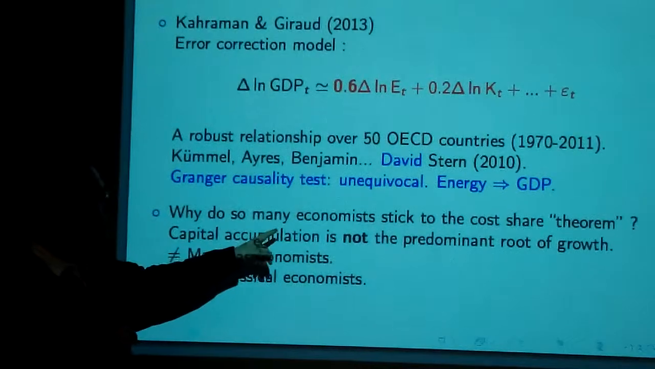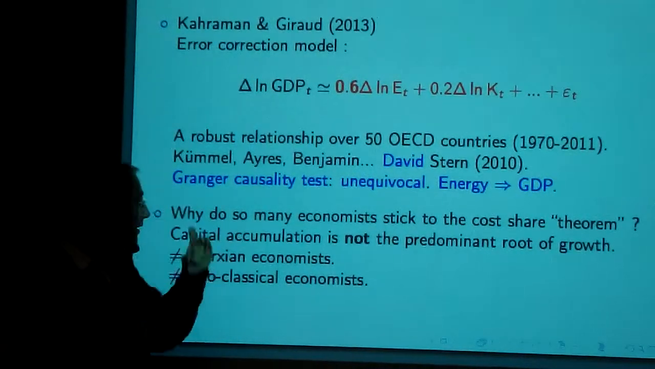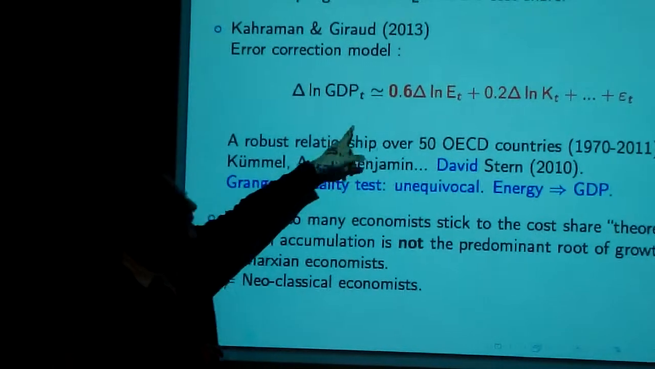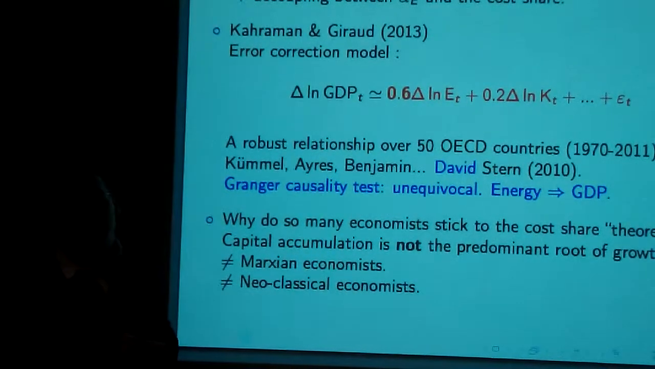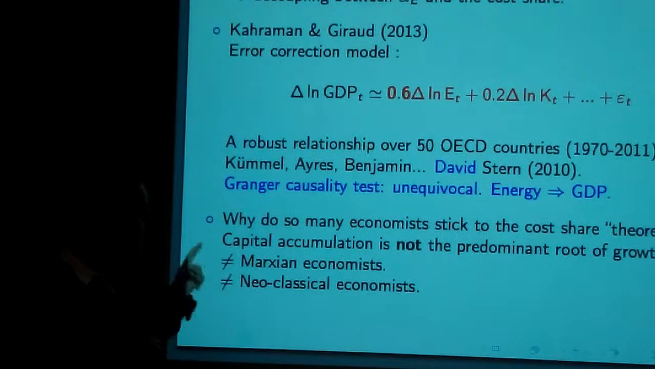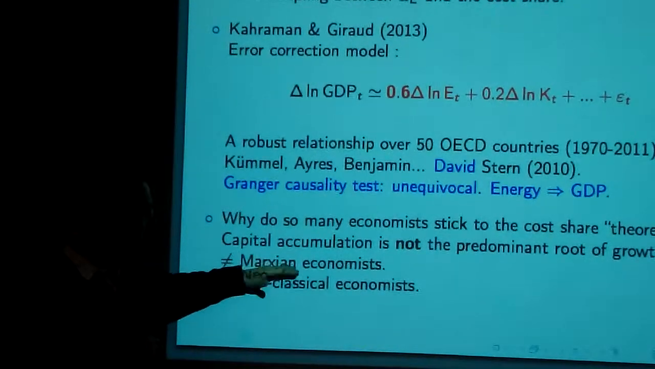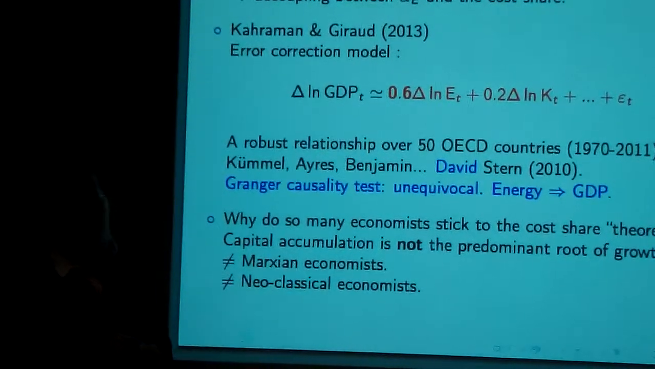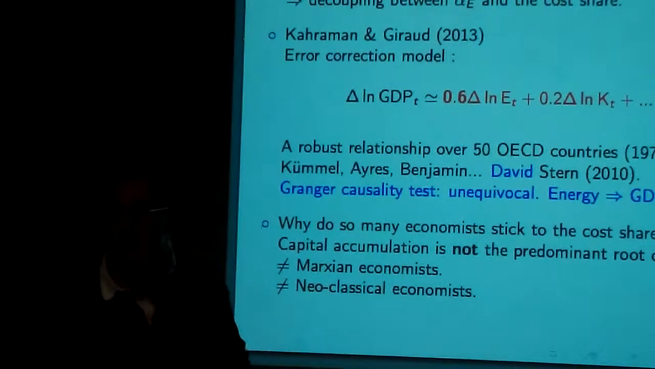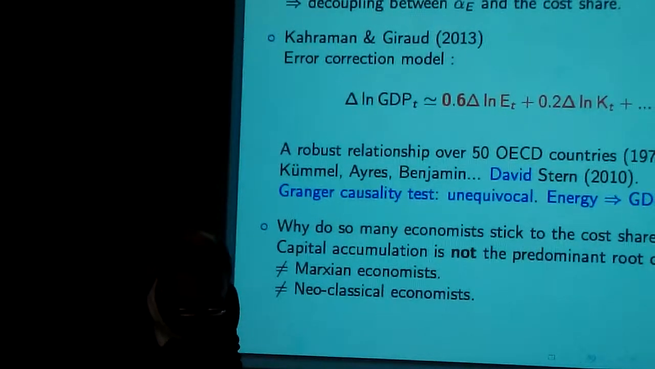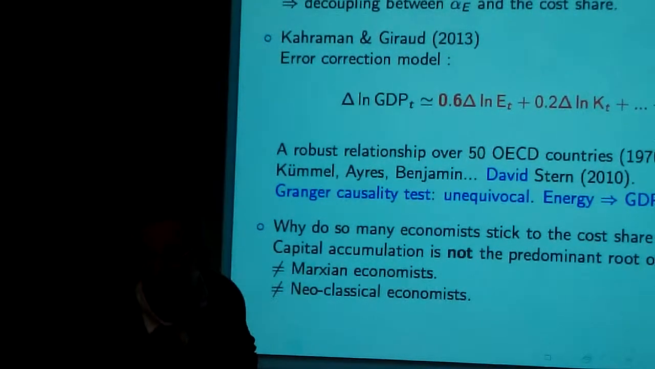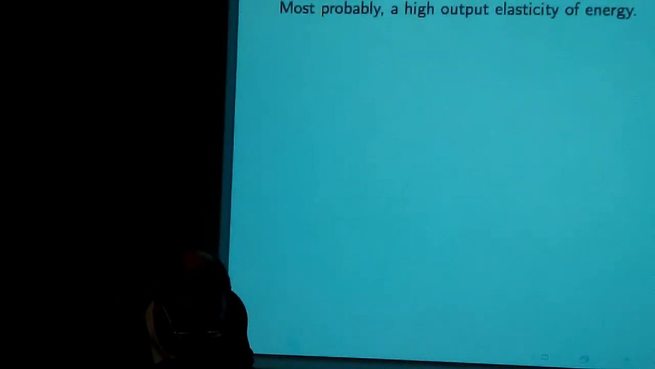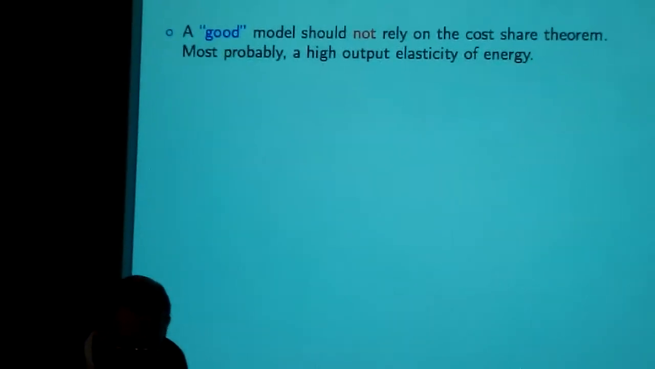So question, why do so many economists stick to the Kostya theorem? Well, because if you see this, then you understand that capital accumulation is not the predominant root of growth. It's not capital accumulation, it's energy. But then you're against Marxian economists and against neoclassical economists. Because both of them agree on the fact that capital is the unique factor. So a good model should not rely on the Kostya theorem.